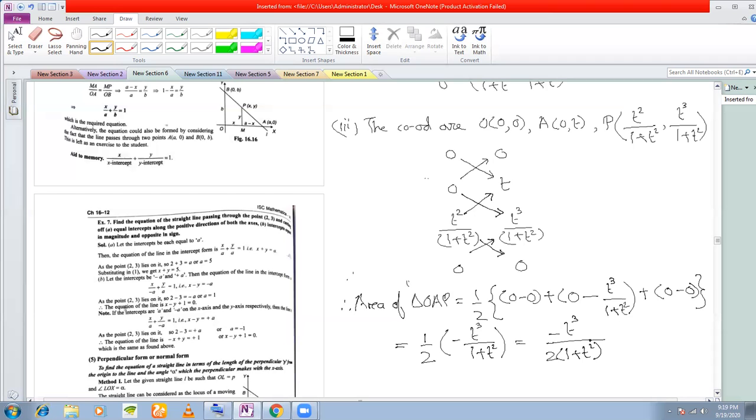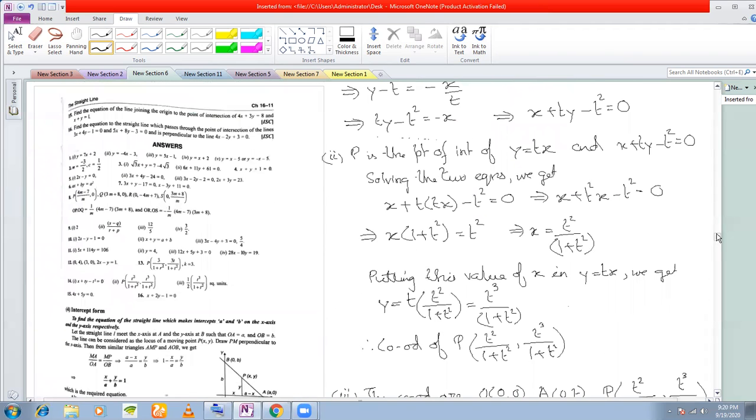Now you're getting a negative area. Negative area is nothing but the sense in which you are taking the coordinates. Now if t is negative, in fact, if minus t cube by 2 into 1 plus t square is negative, then you will get a positive area. So the minus sign does not necessarily mean that the area is negative.